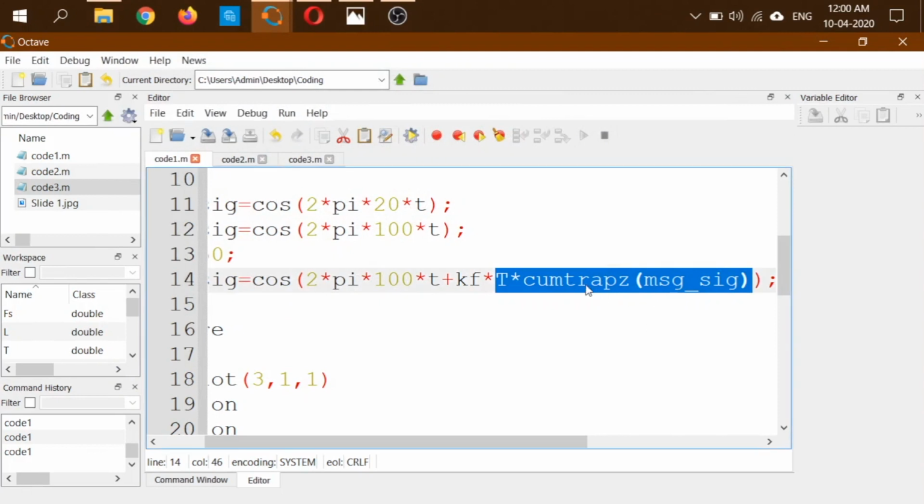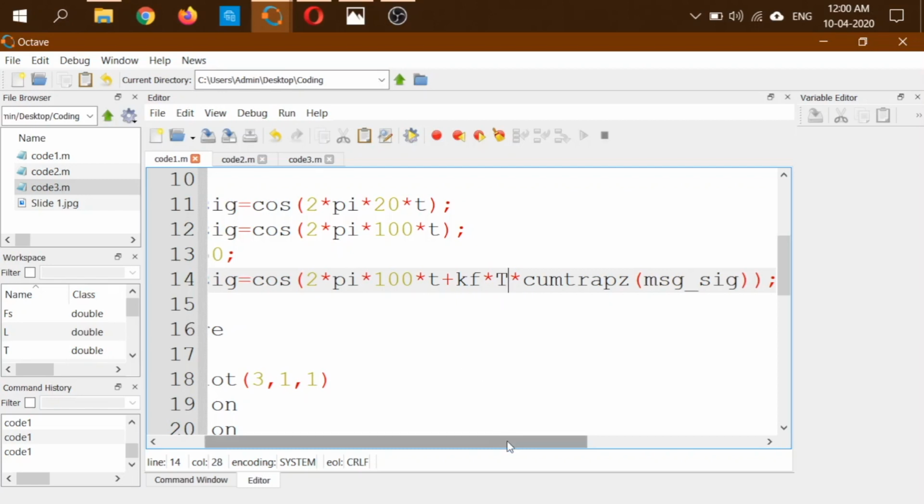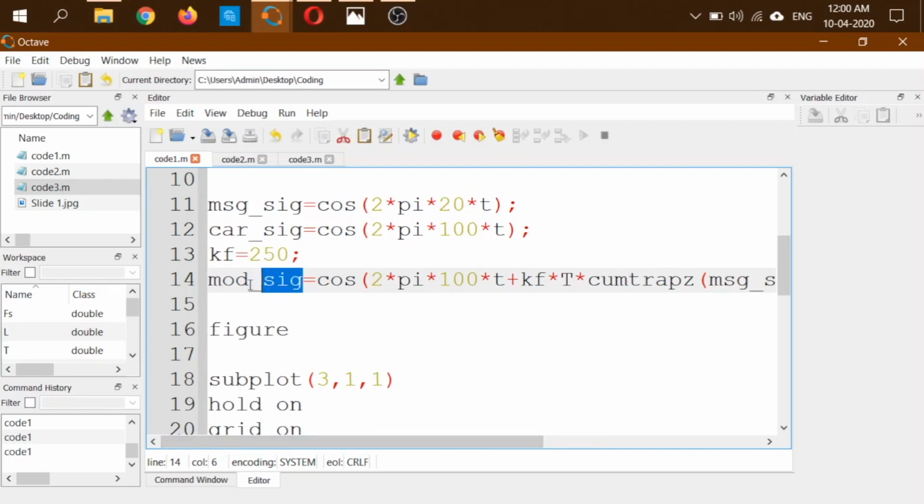Now this cumulative trapezoidal integration will integrate whatever is written inside it, assuming that the gap between consecutive samples is 1 unit. However, the gap between our consecutive samples is not 1 unit, it is capital T. So if there is any other gap, you have to multiply that gap before this command, and this command will internally readjust the cumulative trapezoidal integration such that the interval between two consecutive samples is capital T. So this is how your frequency modulation will be done, and the results will be stored in the modulated signal.